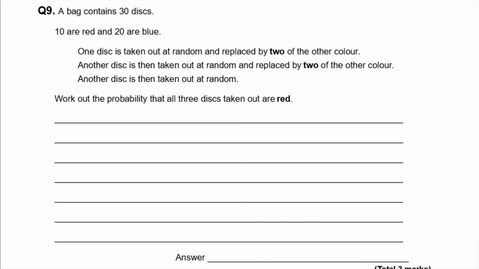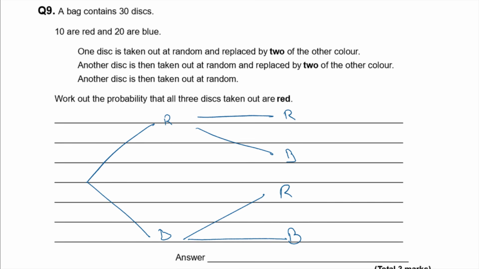So we've got a 3 tier probability tree here. I've got red and blue on the first selection, and then red and blue there, and then red and blue there, and then I've got another selection, red, blue, red, blue, red, blue, red, blue.